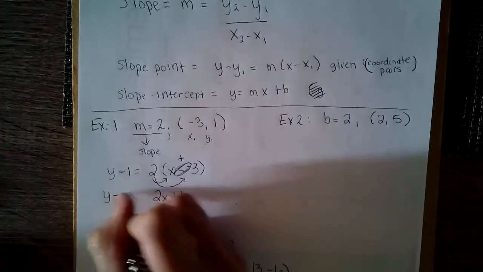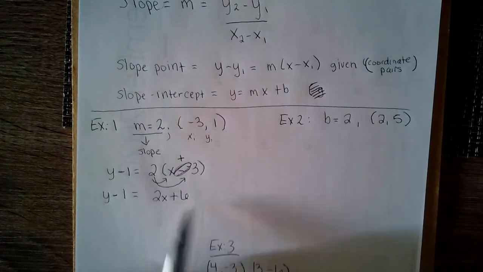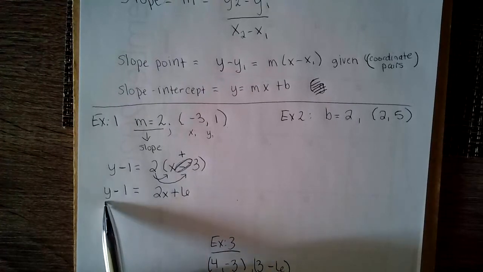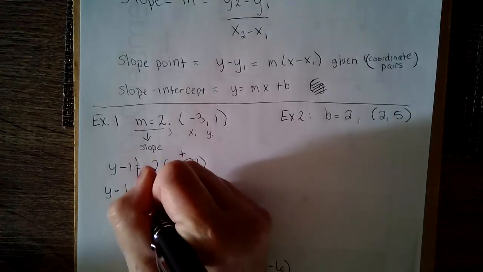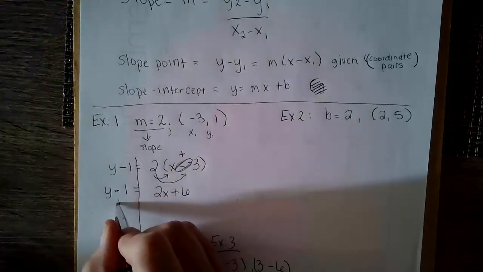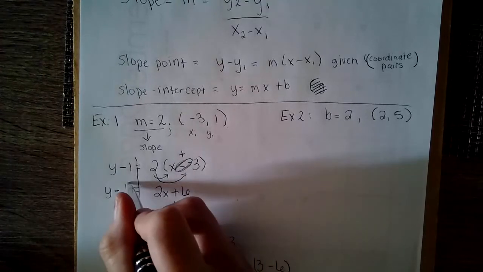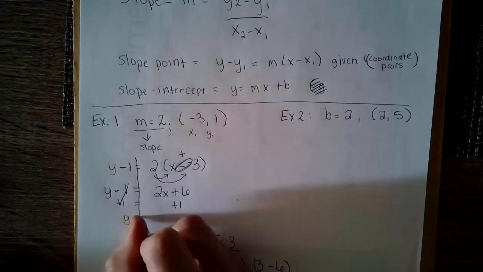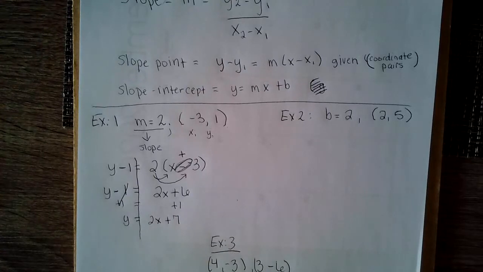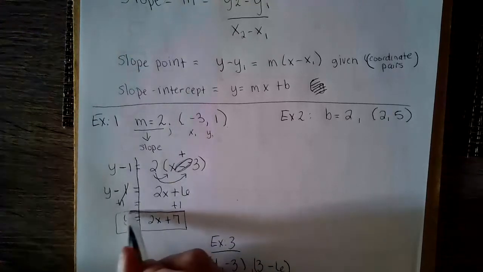y minus 1 is equal to 2x plus 6. If I want this equation right here to be in slope intercept form, that means I have to isolate this y to the left side of the equation. So this 1 is positive, so I'm going to go ahead and add this 1 to both sides of the equation, which now isolates my y, and it's going to be equal to 2x plus 7. And this is my line of equation.